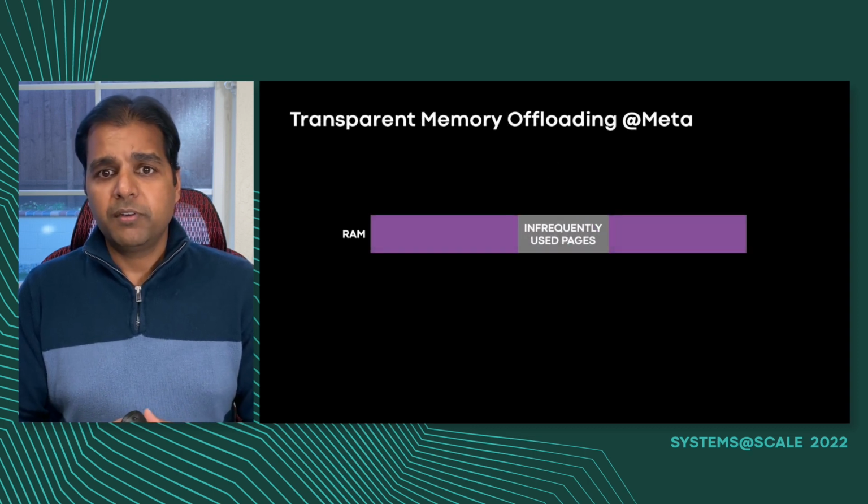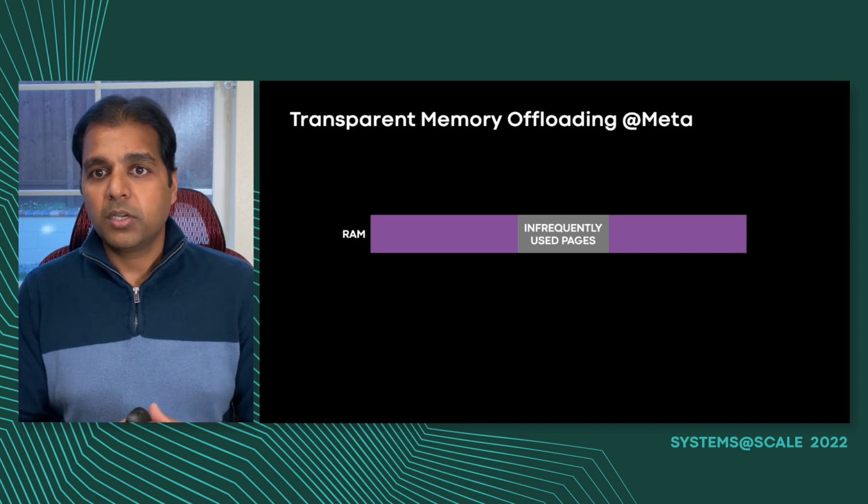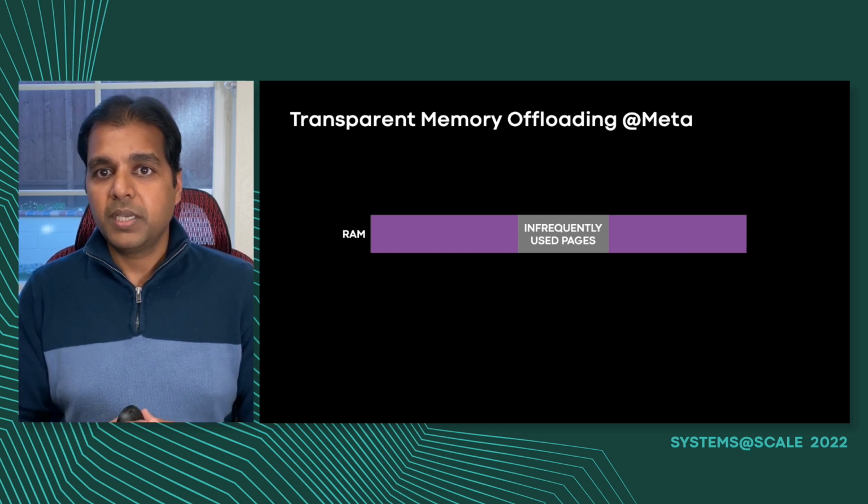So let me give you a brief introduction on what transparent memory offloading is. This picture is showing RAM, where most of the memory used by applications sits. There's a bunch of memory that we call infrequently used pages. These are pages that are not touched by the application very often.